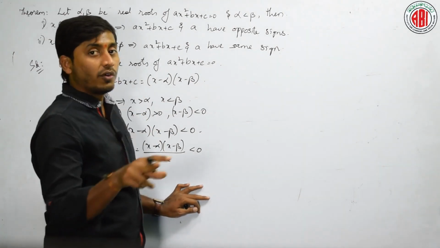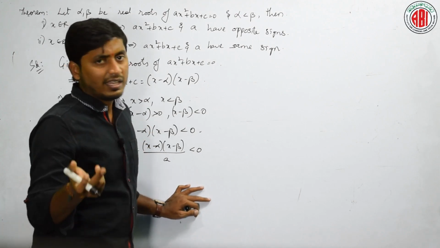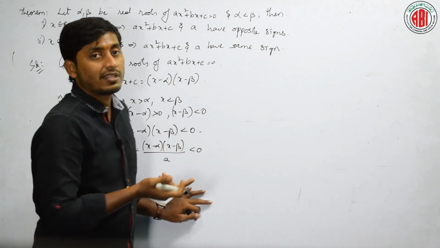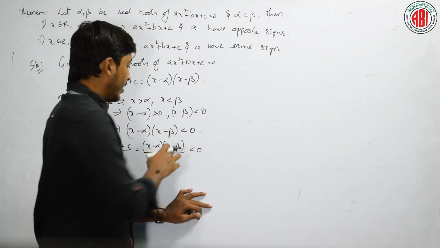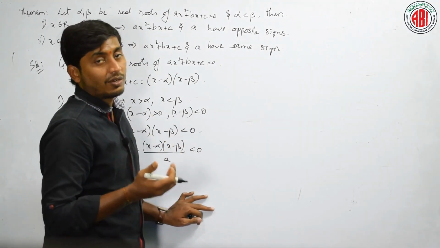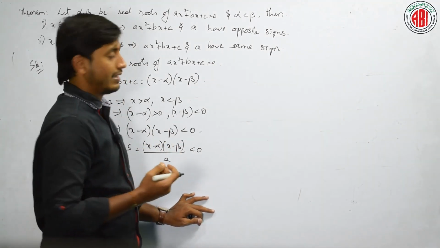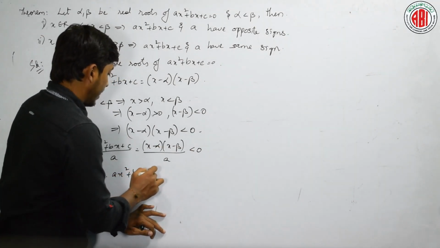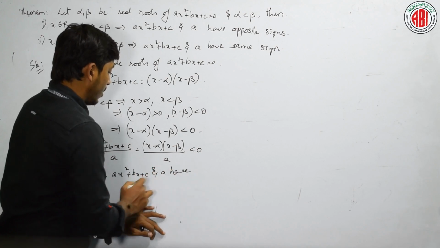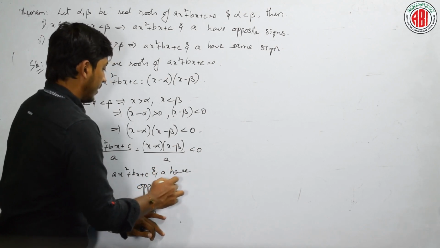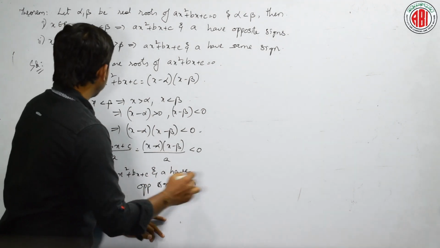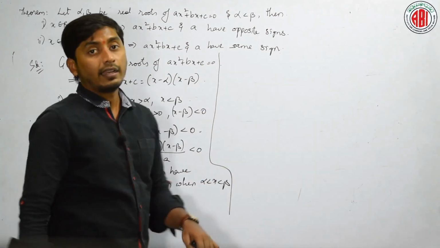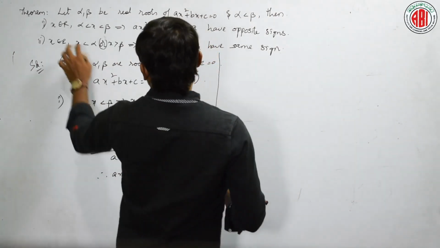If this term is less than 0, obviously the numerator and the denominator will have different signs. How? If both have the same signs, for example, let us say plus and plus, it is fine. If both the numerator and denominator are negative, we can cancel and make it positive. So, it clearly tells that here the numerator and denominator are of opposite signs. Therefore, ax square plus bx plus c and a have opposite sign when, what is the condition? Alpha less than x less than beta. Clear? Next, let us prove for the next condition.